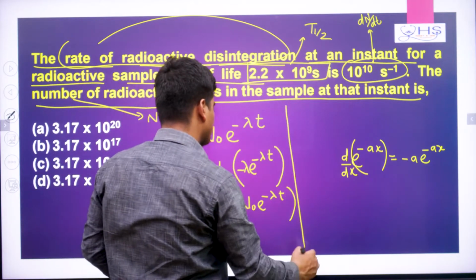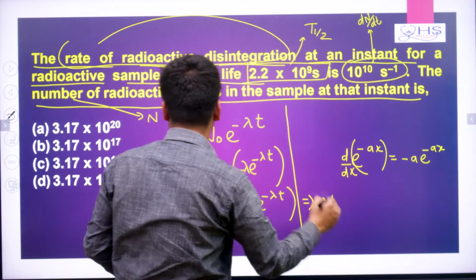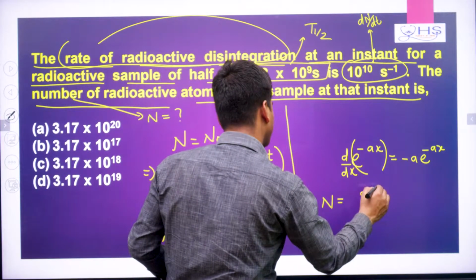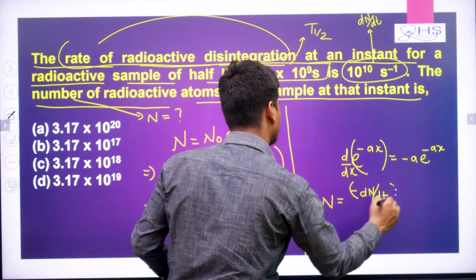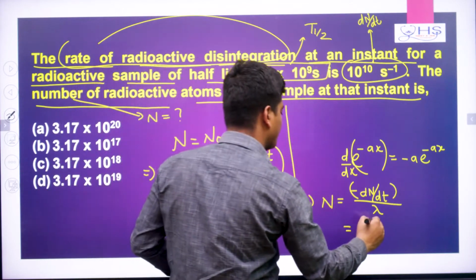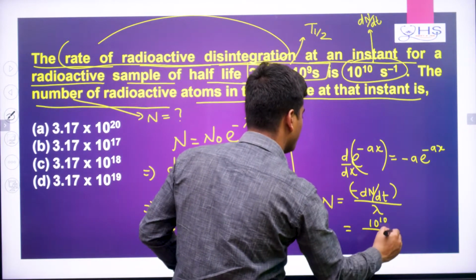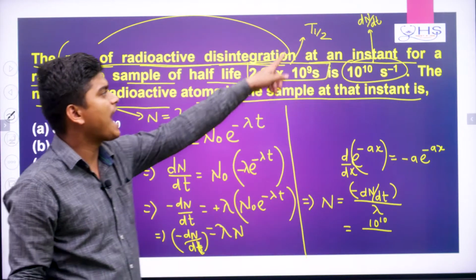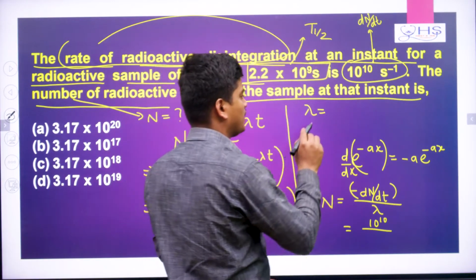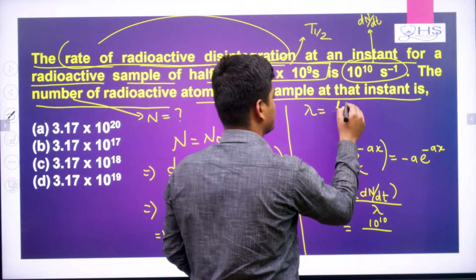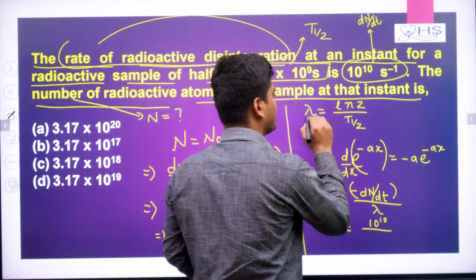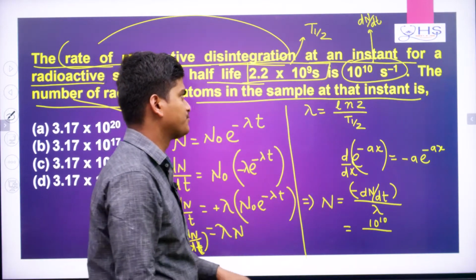Now if I calculate, what will I get? Here N is asked, so N equals how much? Minus dN by dt divided by lambda. Minus dN by dt is 10 to the power 10, given. But remember, lambda is not given, t half is given. There is a relation between the decay constant lambda and t half: decay constant equals ln2 by t half. So remember, decay constant equals ln2 by half life.